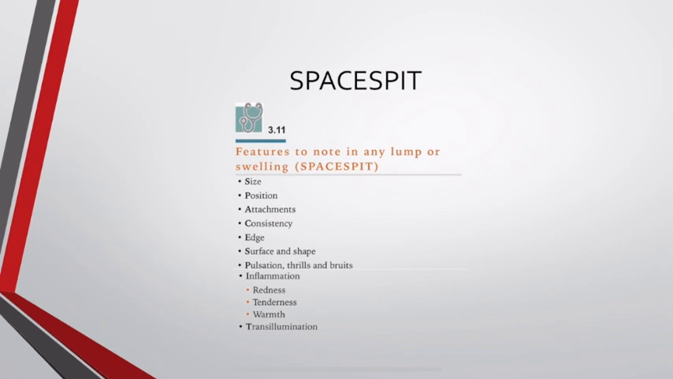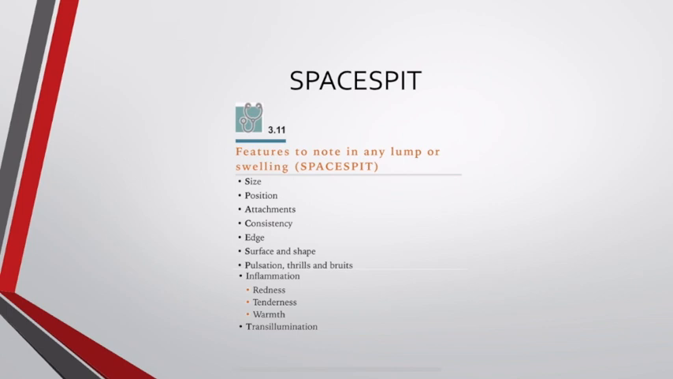So the first thing is the size, the next is the position, the next is attachments. Is it fixed to the underlying tissues or not? If it is, that's much more concerning for something like cancer or a malignancy. If it's not attached, that reassures us that this mass is less likely to be cancer or a malignancy.